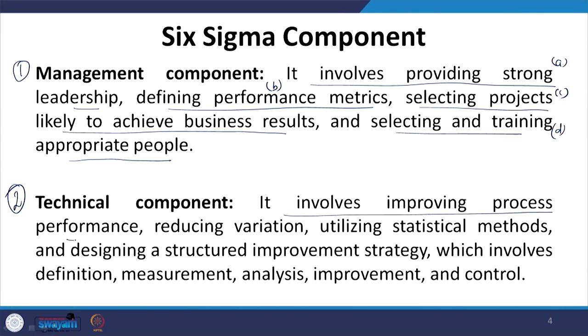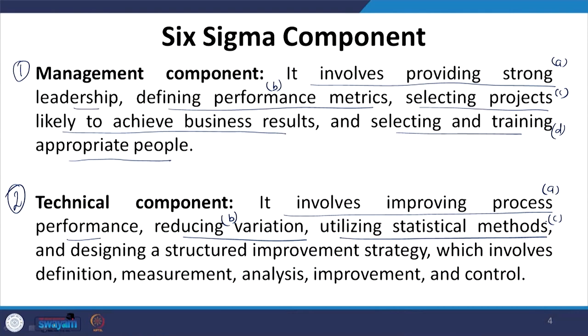Then there are certain technical issues also. So these are the managerial issues, then there are certain technical issues. What are those technical issues? It involves improving process performance. That is number one. Reducing variation: how to improve the process capability so that you can reduce the variations. Then third is utilization of statistical methods, because Six Sigma is highly influenced by statistical calculations. Therefore, this term sigma in the name itself, six standard deviation, sigma is the name given for standard deviation. So that is how to use the statistical methods, and designing a structured improvement strategy.